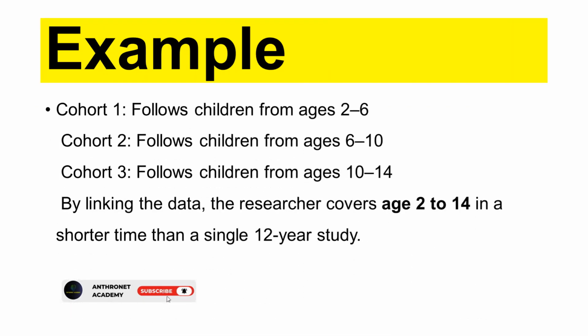Example: Cohort 1 follows children from ages 2 to 6. Cohort 2 follows children from ages 6 to 10. Cohort 3 follows children from ages 10 to 14. By linking the data, the researcher covers age 2 to 14 in a shorter time than a single 12-year study.